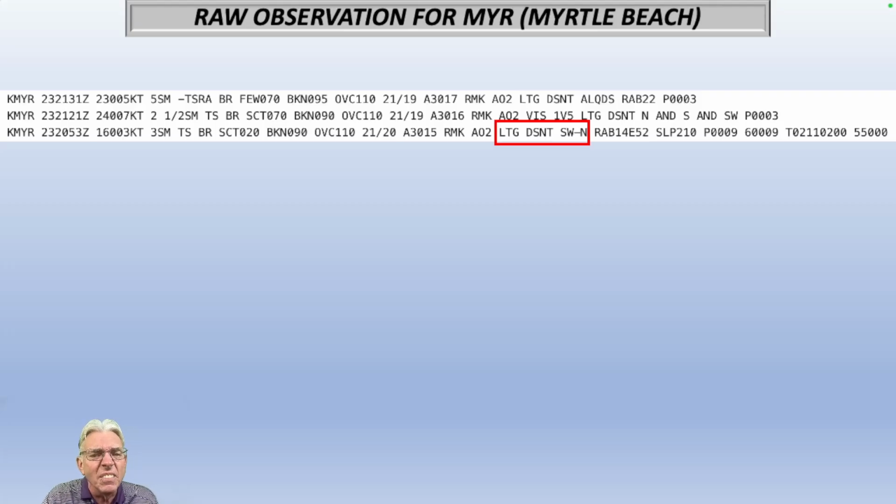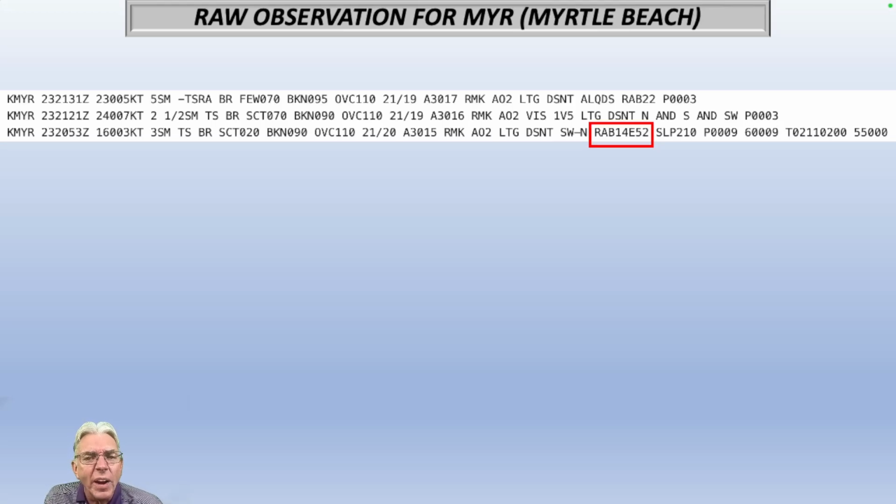Then over here, LTG, distant southwest to north. That means they're seeing distant lightning all the way from the southwest part of the sky to the north part of the sky. And again, if you can see the lightning and you can't hear any thunder, then that means that the lightning is so far away that the sound never gets to you, okay? It just goes over your head. But if you hear thunder, then that means that the lightning is close enough that it could, in theory, hit you.